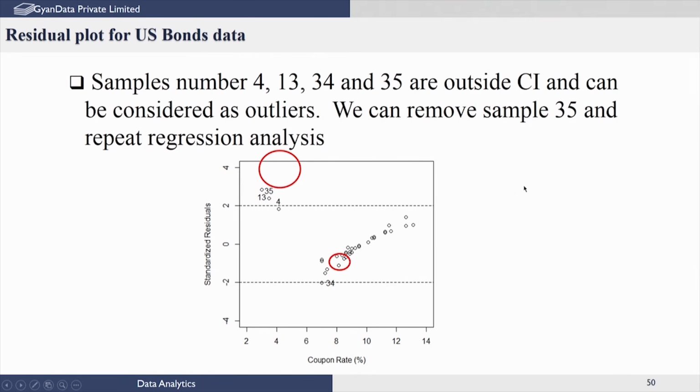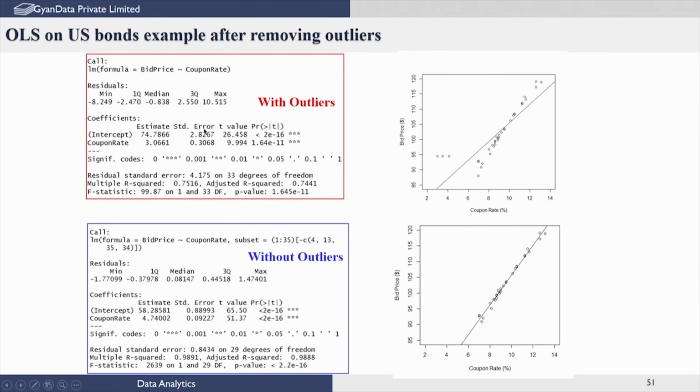Here we have removed these 4 samples, 4, 13, 35 and so on, and run the regression analysis again. The regression analysis retaining all the samples is shown on the right hand side, with the plot and the corresponding intercept, coupon slope, as well as the F test statistic and R squared value. Once we remove these 4 samples which we called outliers and rerun it, the fit seems to be much better. It is also seen on the left hand side that the fit is much better. The R squared value has gone up to 0.99 from 0.75.